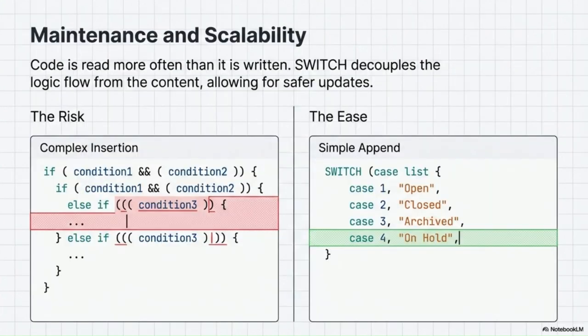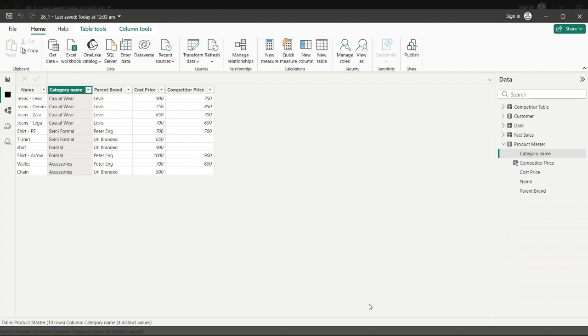Finally, let's talk about maintenance. With nested IFs, adding a new condition often means rewriting the entire formula. With SWITCH, you simply add a new condition line, clean and safe. This makes SWITCH highly scalable and ideal for real-world Power BI projects where logic evolves over time. Now we'll see how we can use SWITCH here.